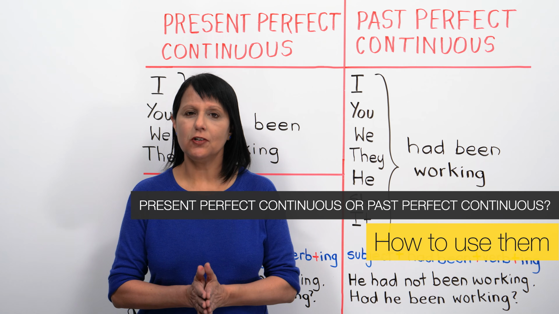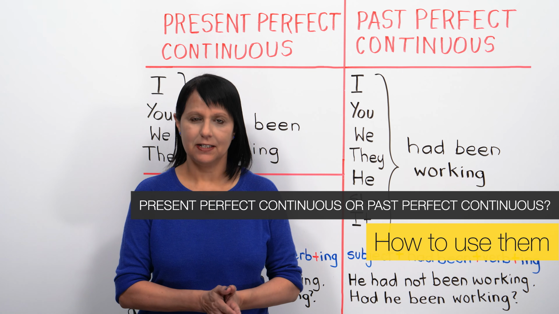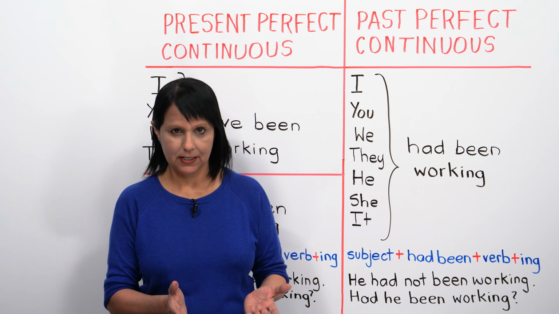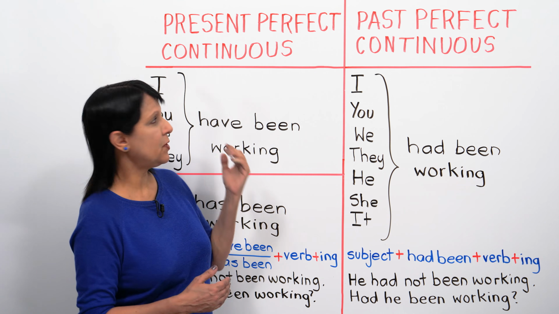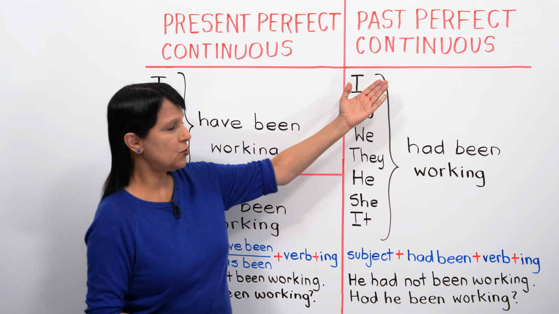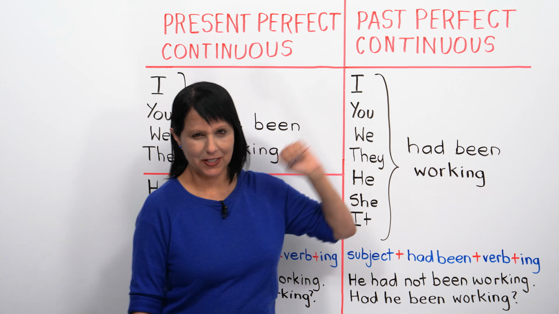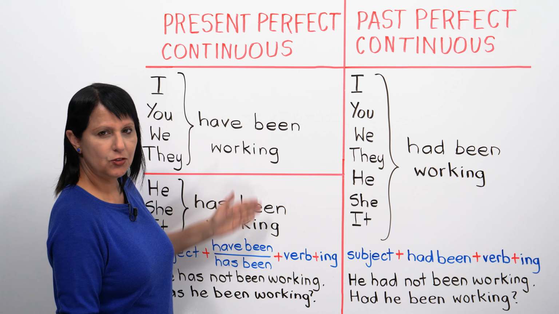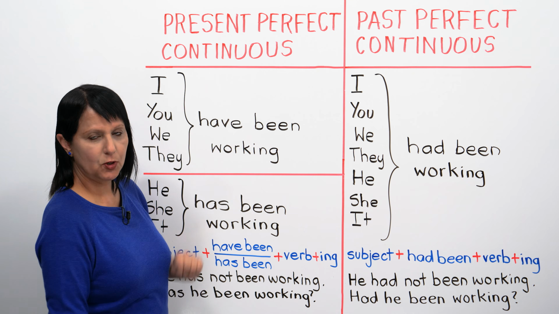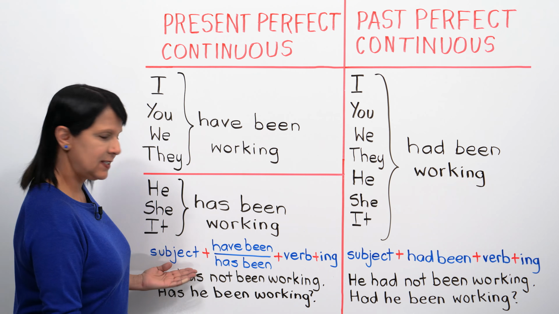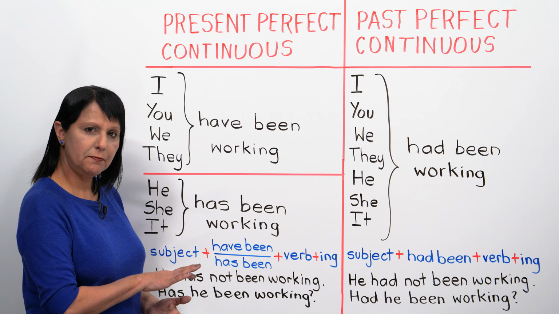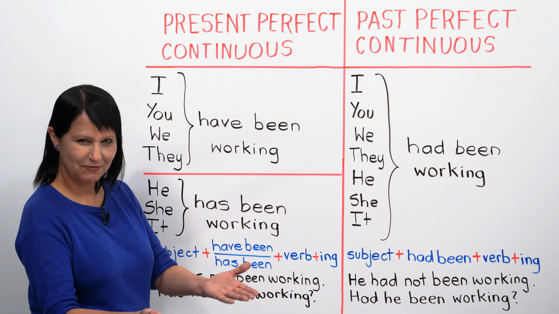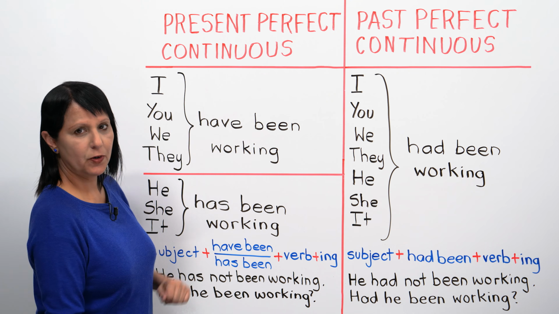Now let's look at the structure of these two different continuous tenses. And remember, both of them can also be called the progressive tenses. So this could also be called present perfect progressive, and this one can also be called past perfect progressive. These are just two names for the same tense. So let's look at the structure of the first one. For present perfect continuous, we have subject plus have been or has been plus the verb plus ing. For example, I have been working.